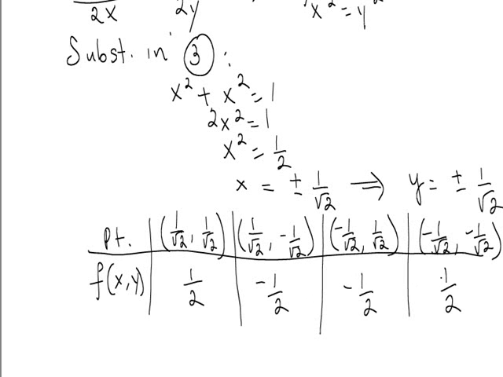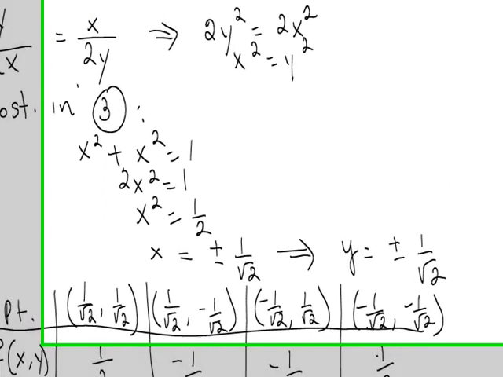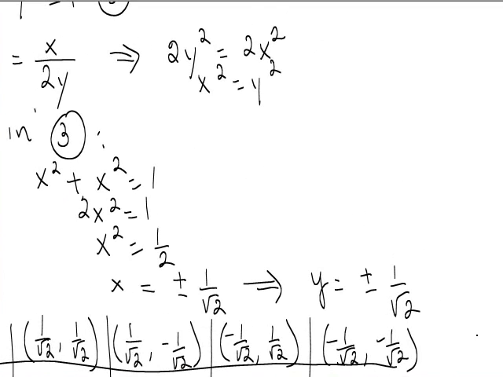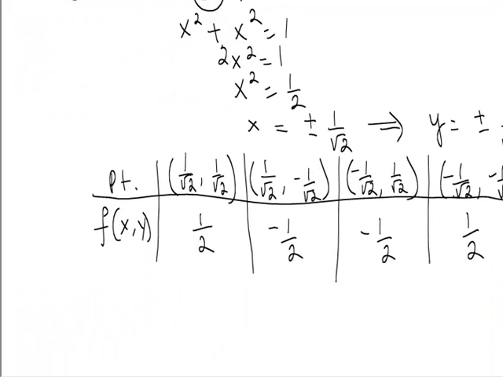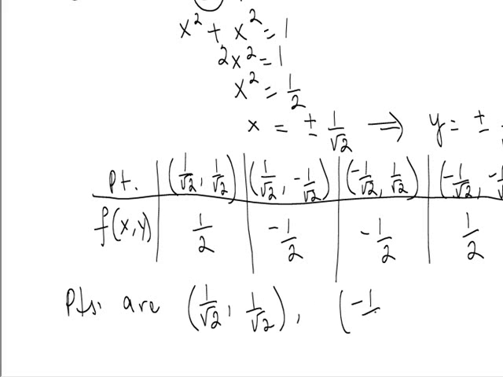What is the question asking us? At what point is a max? So we're looking at which 2 points? The first and the last, right? So the points are 1 over square root 2, 1 over square root 2, minus 1 over square root 2, minus 1 over square root 2. Done. So that was yet another trick.